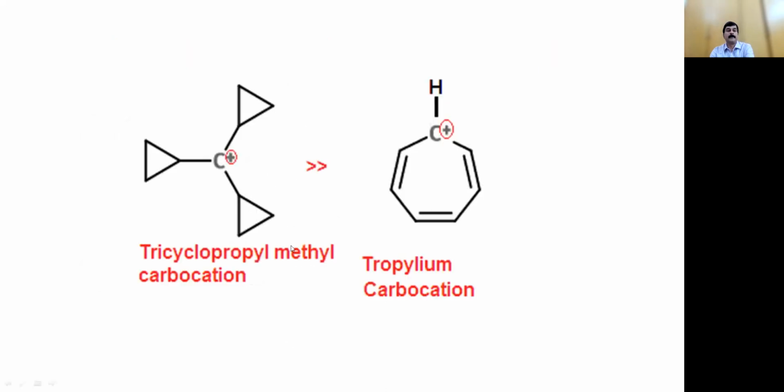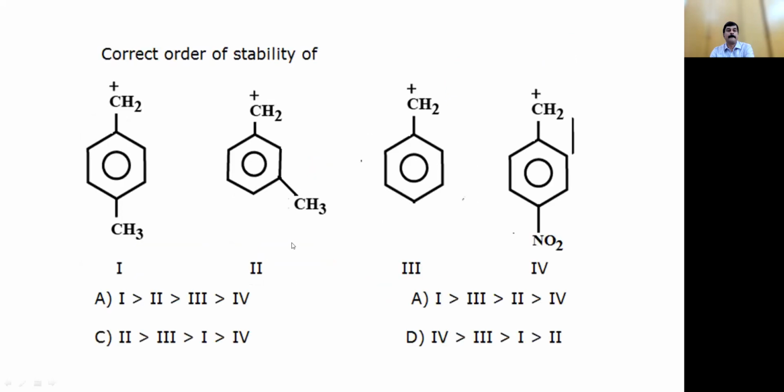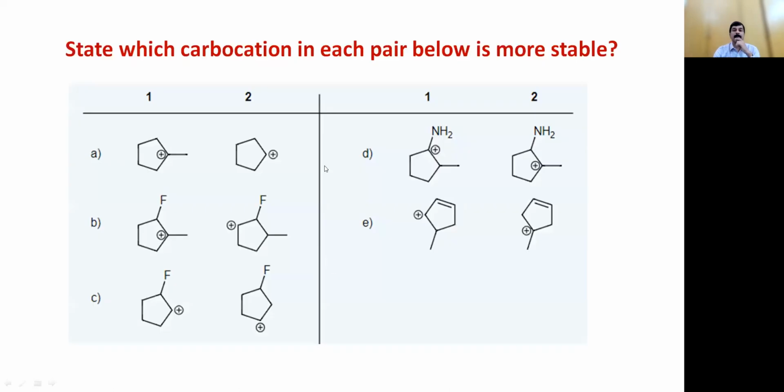Again, propylium. This is again simple to answer. In each case, quite naturally, tertiary. Here again, adjacent to this, this total group will exert a minus effect. Remember, suppose the positive charge were to be here, it will stabilize. But if it is adjacent, this total group will exert a minus effect.